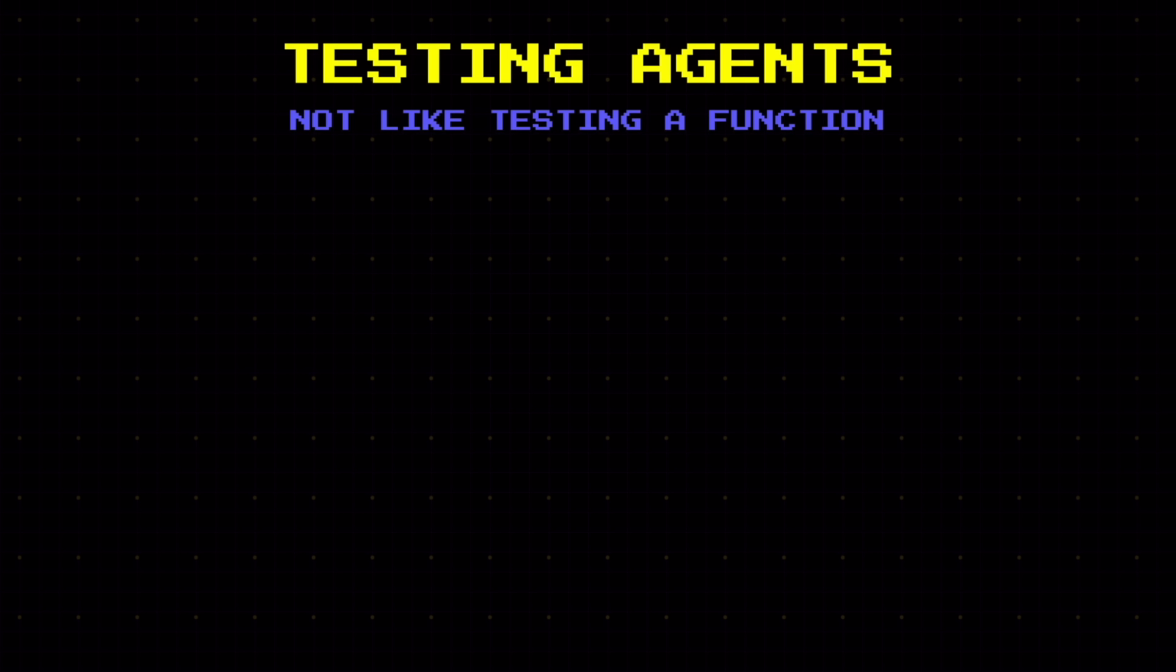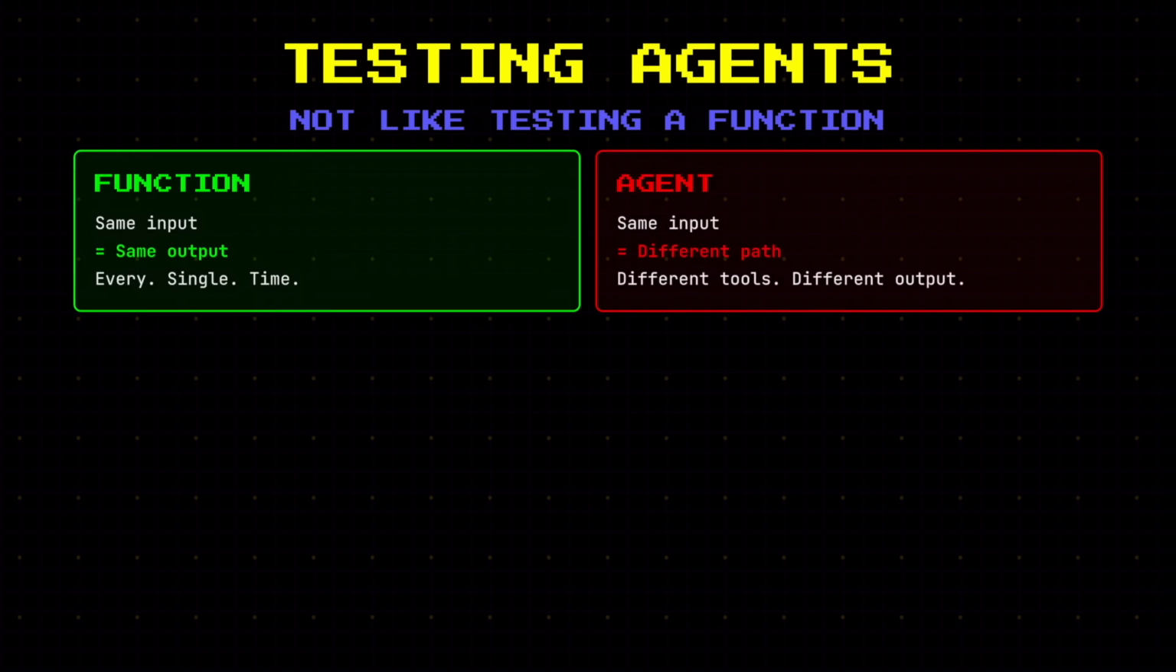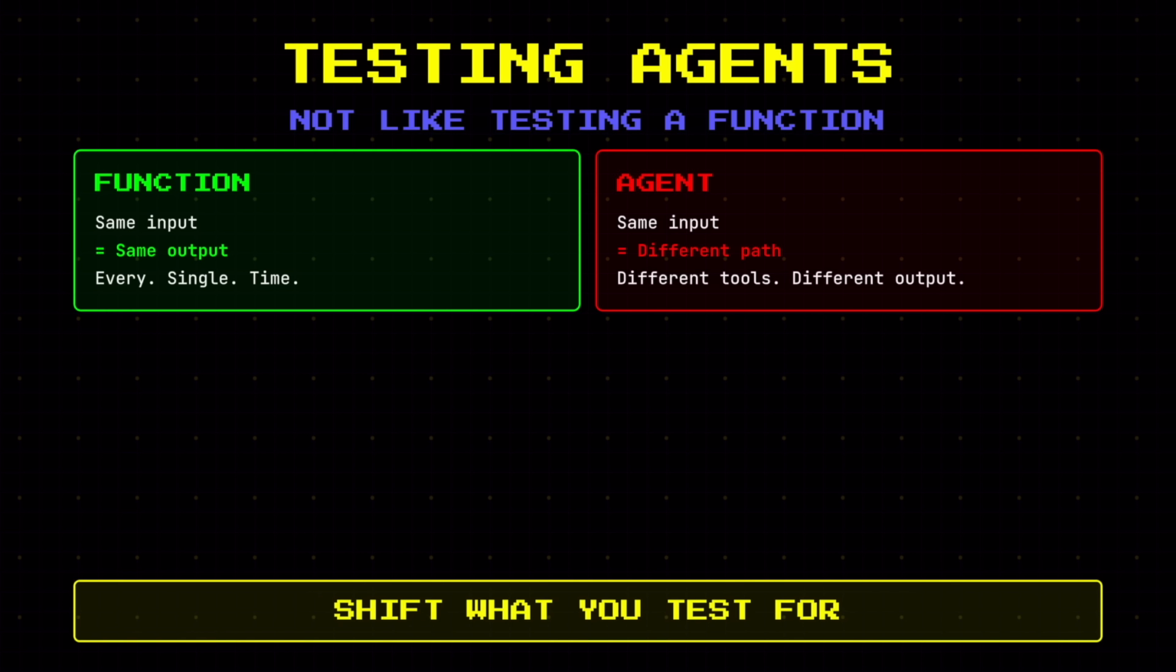Testing an agent is not like testing a regular function. A regular function takes an input and always returns the same output. You call it 100 times with the same arguments, you get the same result 100 times. Agents don't work that way. An agent given the same input might call different tools, take different paths through its reasoning loop, and produce different responses on each run. That's because the language model at its core is non-deterministic by default. The output depends on probability distributions, not fixed logic. This makes testing harder, but not impossible. You just have to shift what you're testing for.